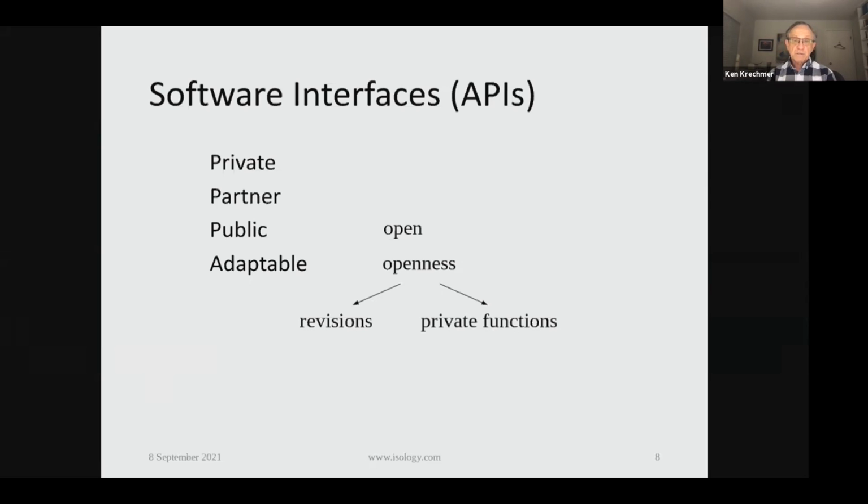One is revisions and one is private functions. So an adaptable interface can have openness, but it also can have private functions. And that, I hope you'll understand from what I've explained, is a very powerful way to move the desire for commercial control from patents into the interface itself.